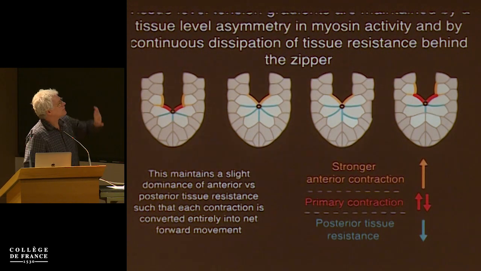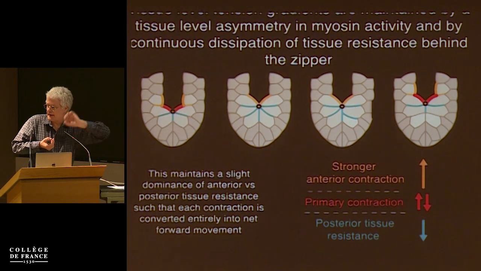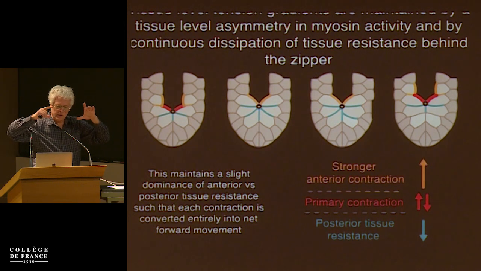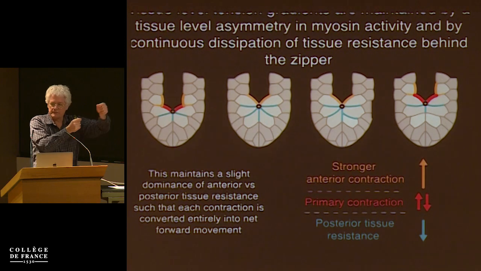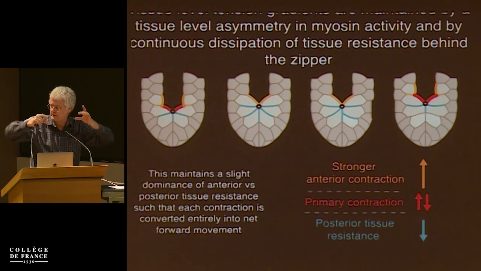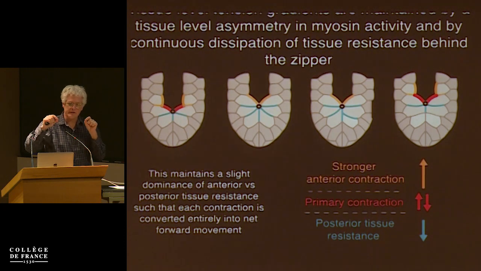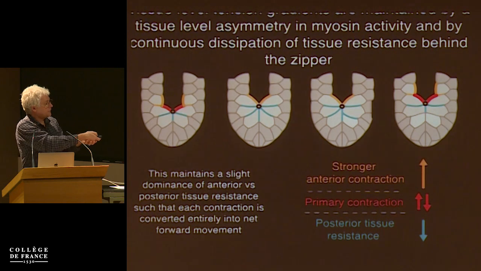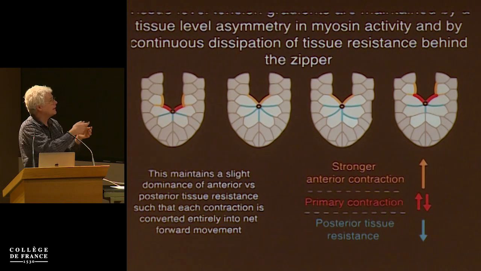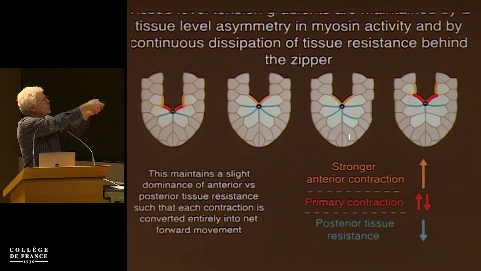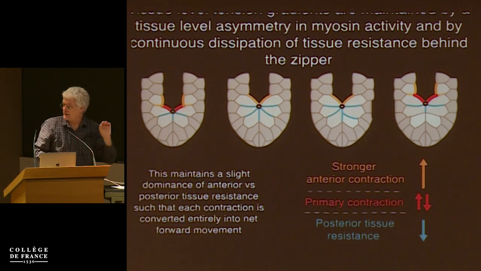So what emerges from these simulations is a basic view of what drives this unidirectional propagation of zippering. You have a very localized sequence of junction contractions, and it's the asymmetric resistance to the force generated by this very local contraction that converts local contraction into unidirectional movement of the zipper. And the key asymmetries are this dissipation of posterior tissue resistance by cell detachment and relaxation, and also the global asymmetry of myosin activity, higher ahead of the zipper and lower behind the zipper.